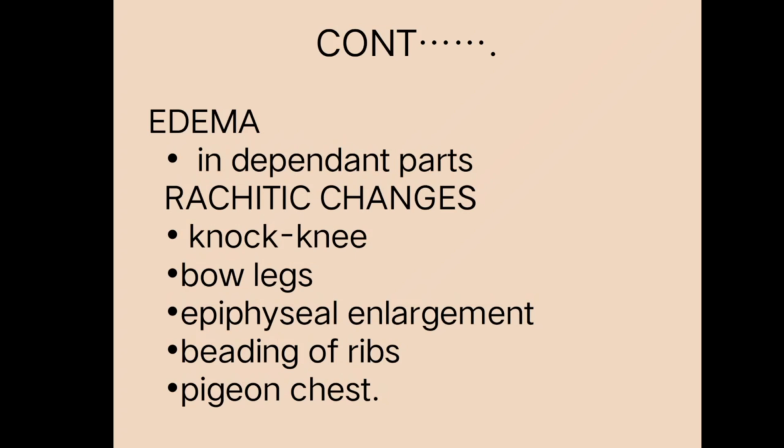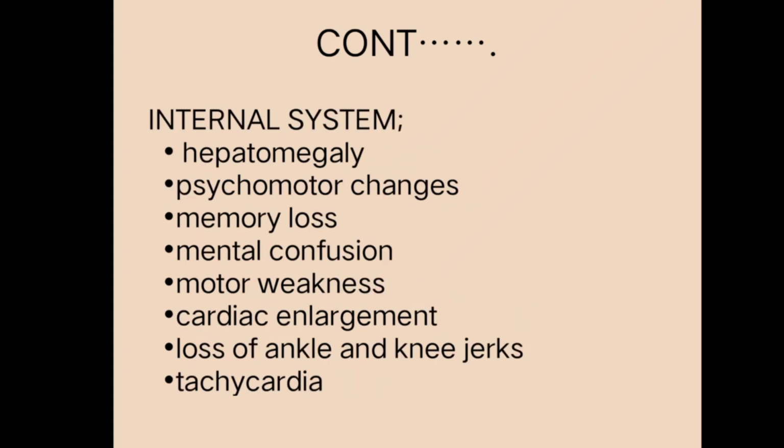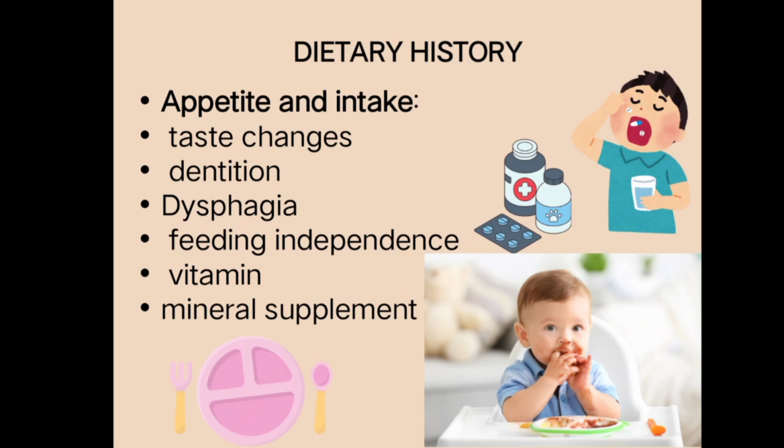When there is a vitamin D deficiency or calcium deficiency, the child may have knock knees and bow legs. They will not be able to stand erect, and their gait will be altered. They will have bending of the legs. Next is the internal system: hepatomegaly. When we do palpation and the liver is palpable, it is known as hepatomegaly. Psychomotor changes will be there. The child may sometimes have memory loss, mental confusion, motor weakness, and loss of ankle and knee jerks.